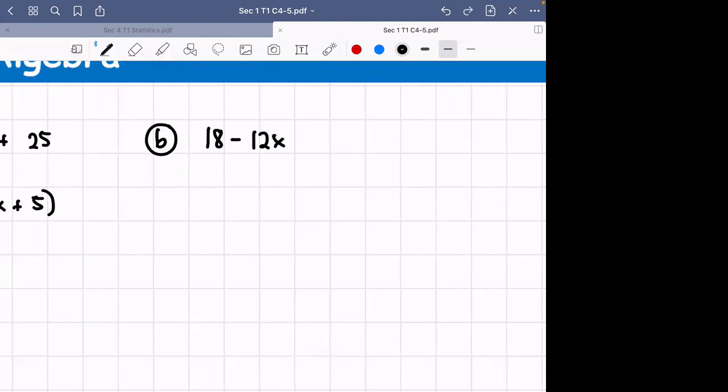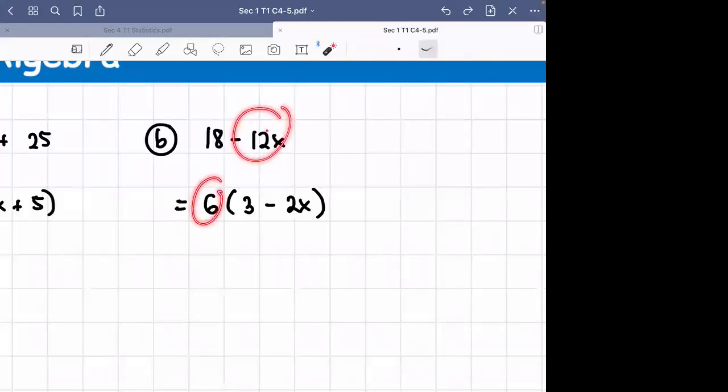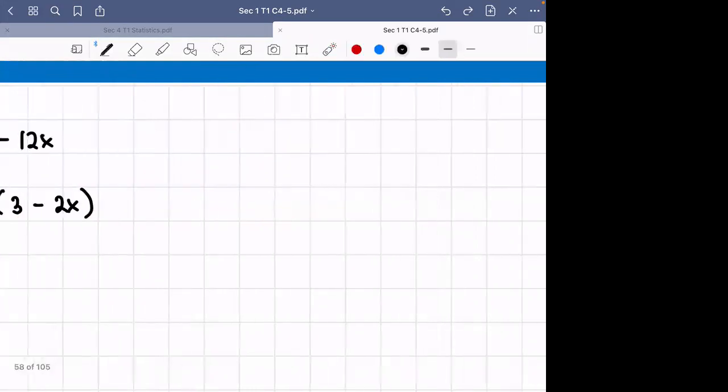So the highest common factor between 18 and 12 is 6, right? So 18 divided by 6 is 3 minus 2x. Okay. So negative 12x divided by 6. So 12 divided by 6 is negative 2. And then just bring down x. Okay. Then letter C.